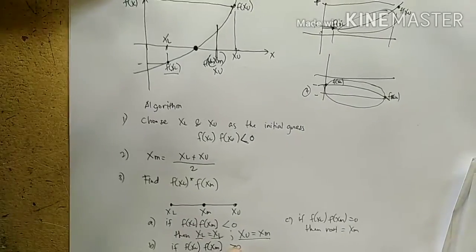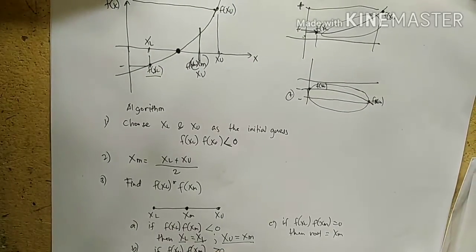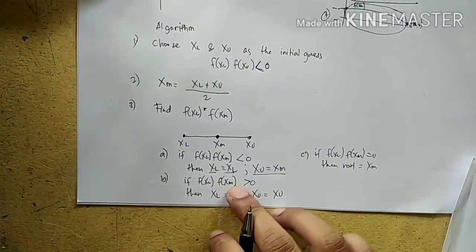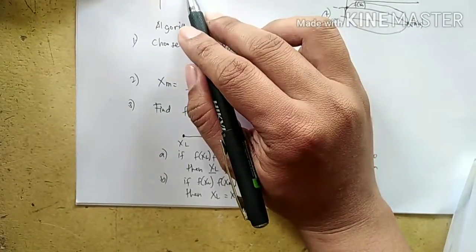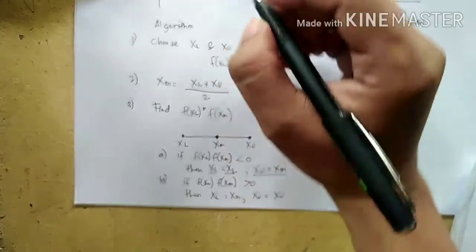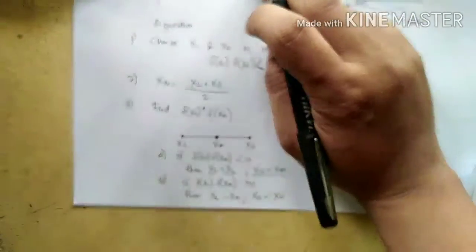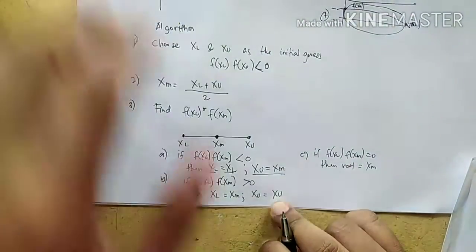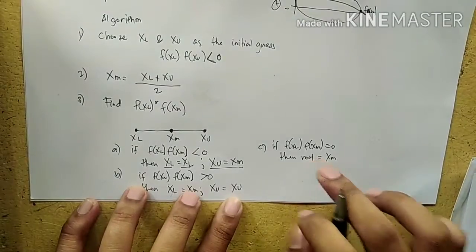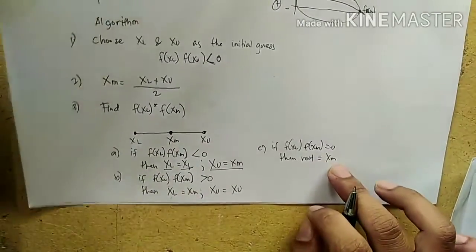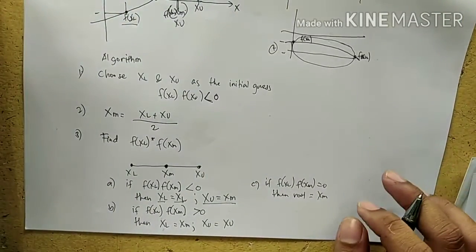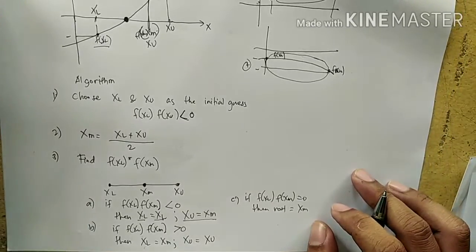But if it is greater than 0, meaning there's no root in between x sub l and x sub m, then your x sub l will be equal to x sub m, no? The root is on the other side. And then your xu will be equal to xu. But if it is equal to 0, your root is equal to x sub m.